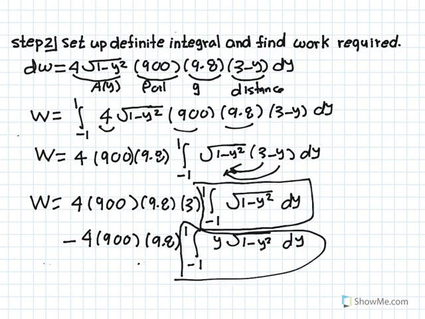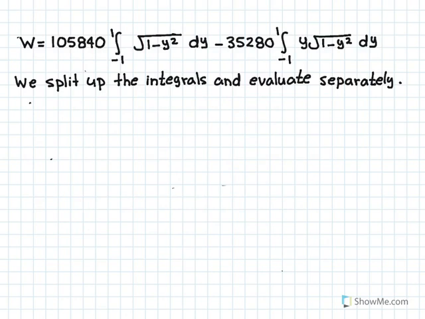out the oil. All right, so here we have work is equal to, we just simplified these numbers, did some number crunching, put them into a calculator. So integral from -1 to 1, root of 1 minus y squared dy, and we have integral from -1 to 1, y times root of 1 minus y squared dy. We split up the integrals, and we have to evaluate them separately.